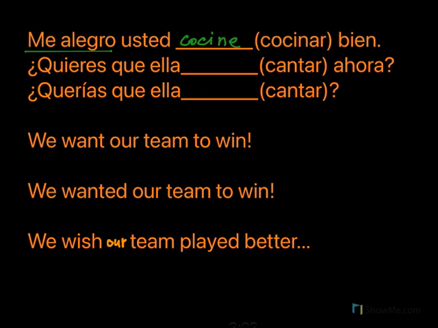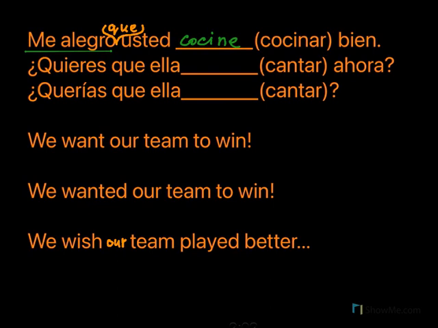Why is it cocine? Because it's a present subjunctive. Did you notice that you also absolutely need que in here? That somehow got out of here. Me alegro que usted cocine bien. I'm happy that you cook well. And it is the present subjunctive.